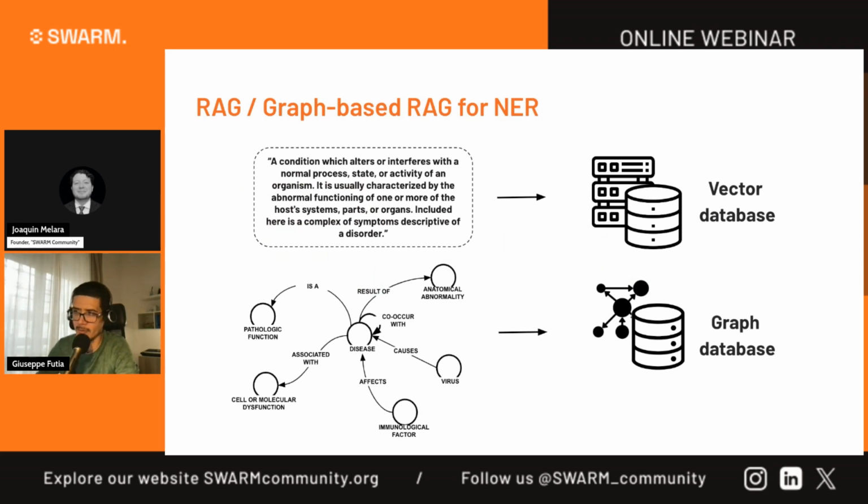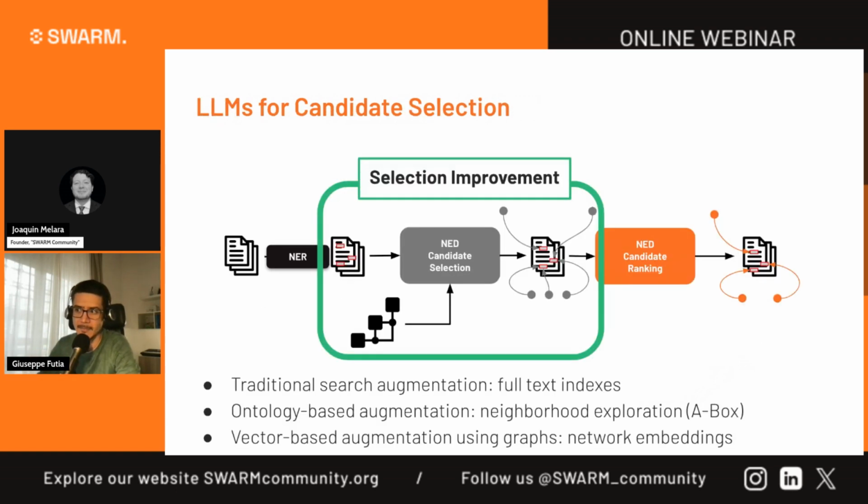We can transform the description of the concept of disease, for instance, into a vector representation and store this information in the vector database. Or we can leverage the T-box assertions, so basically the high-level part of the ontology, into a graph database, right? And we can perform queries to this graph in order to expand the knowledge of the LLMs. We can work at the different level, at the level of the candidate selection.